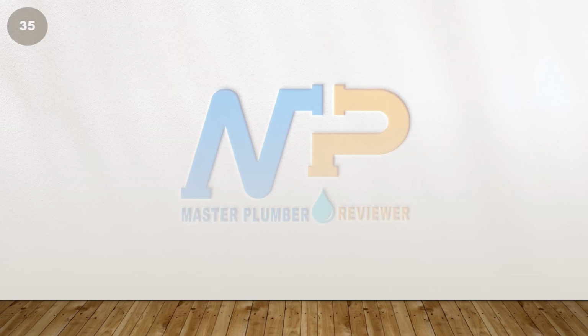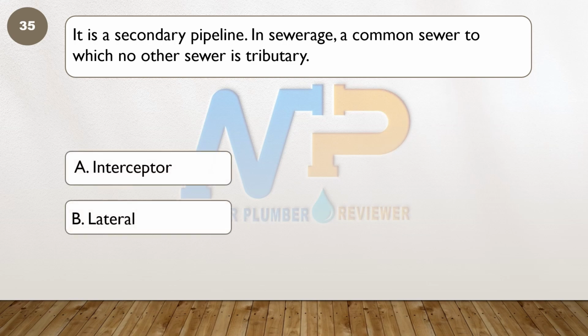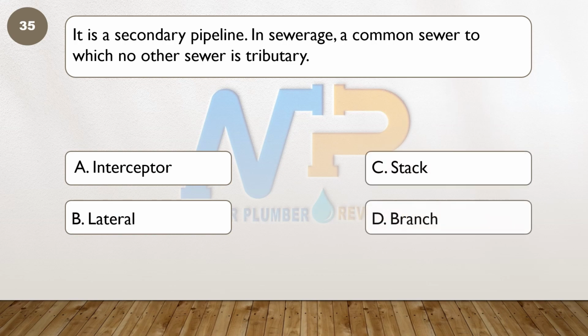Number 35. It is a secondary pipeline. In sewerage, a common sewer to which no other sewer is tributary. A. Interceptor. B. Lateral. C. Stack. D. Branch. The answer. It's B. Lateral.